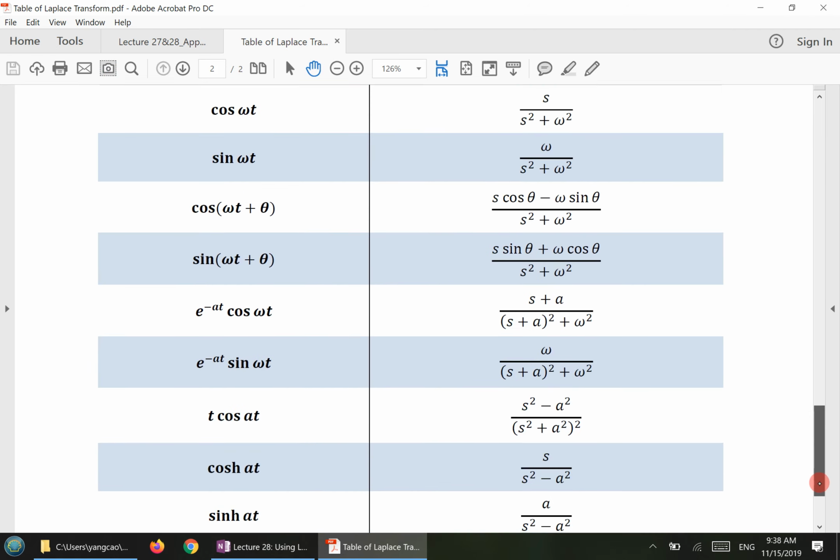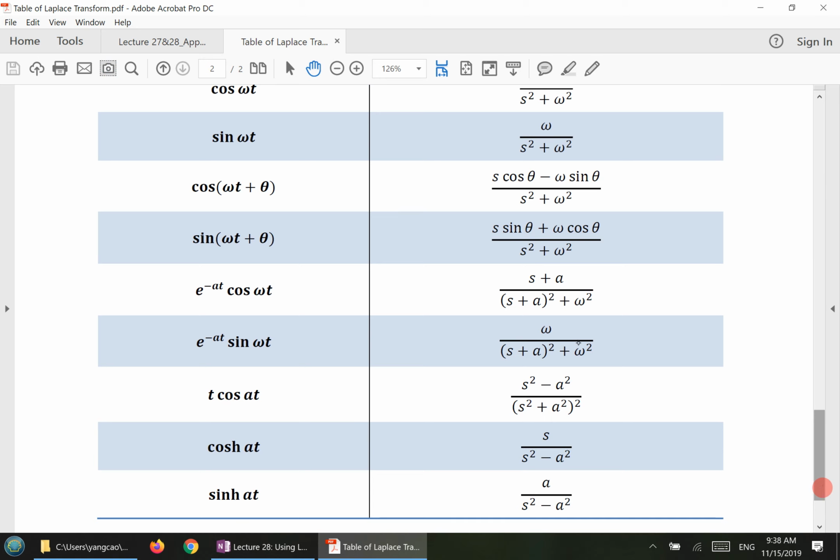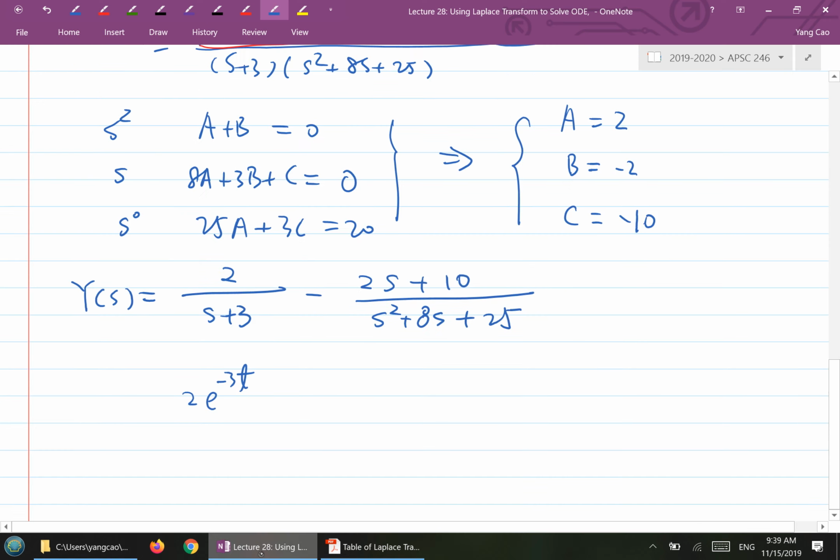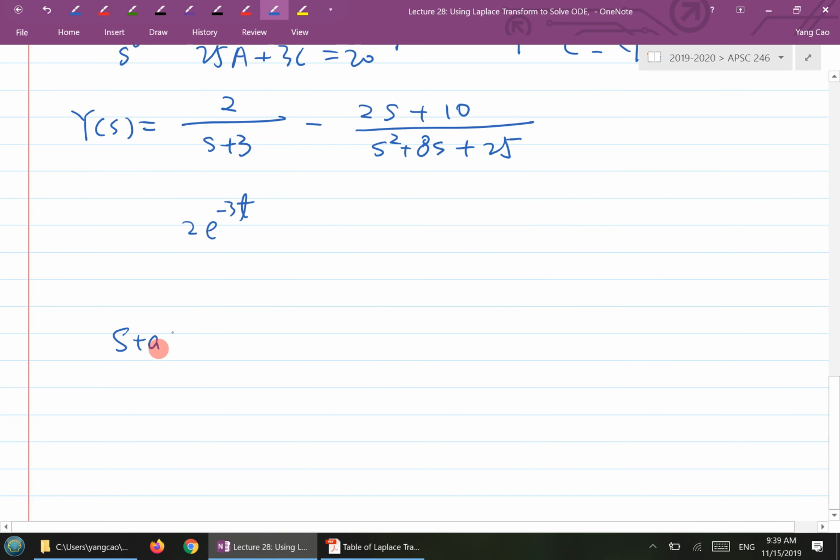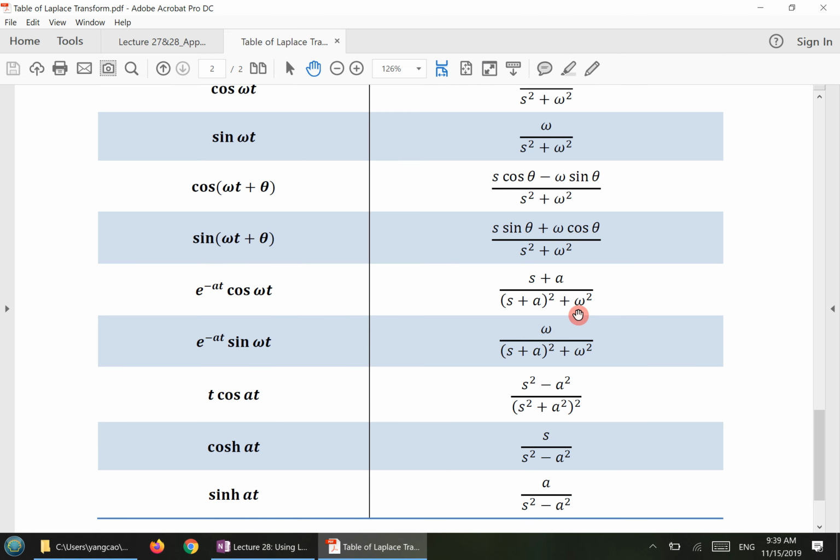We make use of the table, right? The closest match you get is these two. So if you look at these two here, look at the denominator for these two. What's the denominator for these two? It's (s+a)² + ω². Okay, this is the denominator.